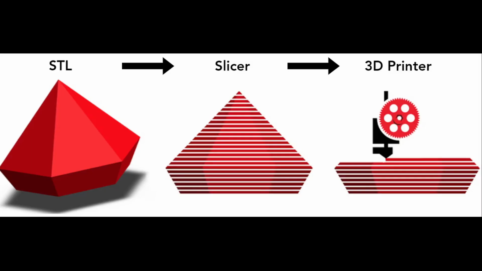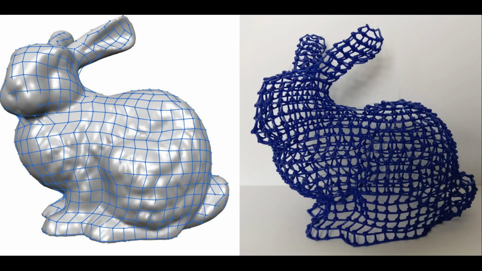Not at the "it cuts the model into layers" level, but at the level of how it turns geometry into motion, pressure, heat, and timing. Because your slicer isn't just a file converter, it's a translator between digital geometry and physical behavior. Everything starts with the model.